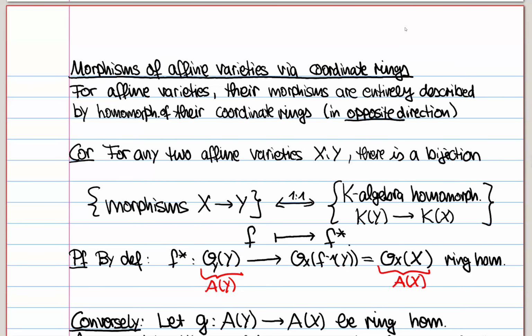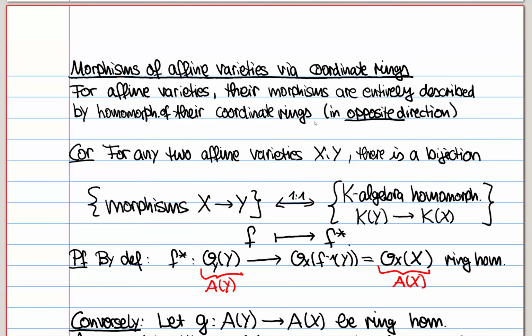In the last video, we saw how for an open set U in X, we can describe the morphisms from U into an affine variety Y. And now we want to see that if both the domain and the target are affine varieties, so you look at morphisms from X to Y themselves, then there is a very nice description of all morphisms of this form in terms of the coordinate rings of X and Y.